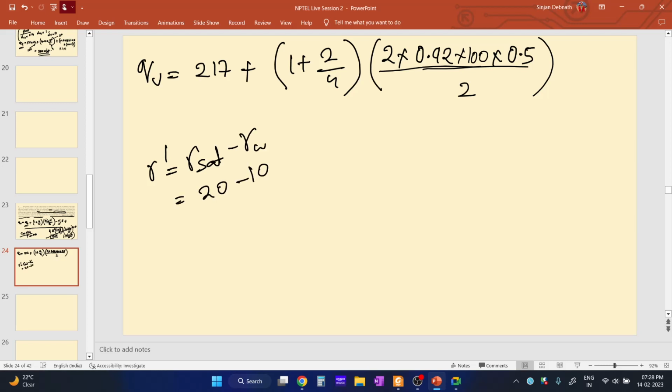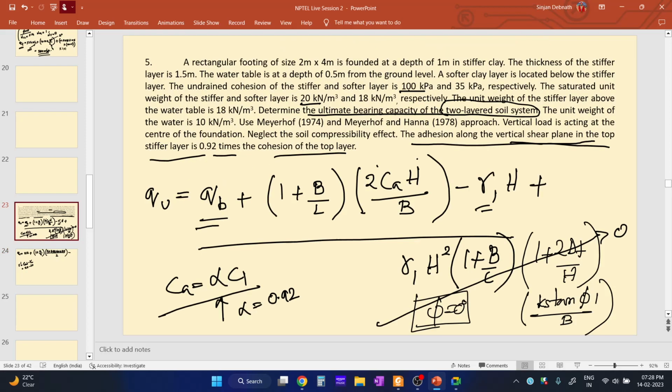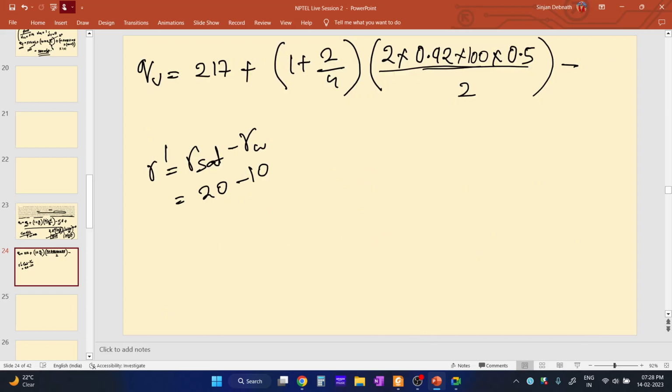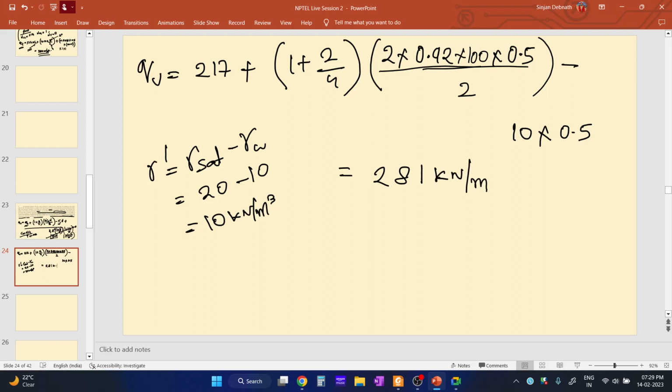So minus gamma 1 into h. Gamma 1 is equal to 10, that is 10 into h. What is the value of h? That is the thickness from the base of the foundation to the top of the second layer, it is 0.5. Now if you solve this equation, you will get the value 281 kilonewton per meter square.